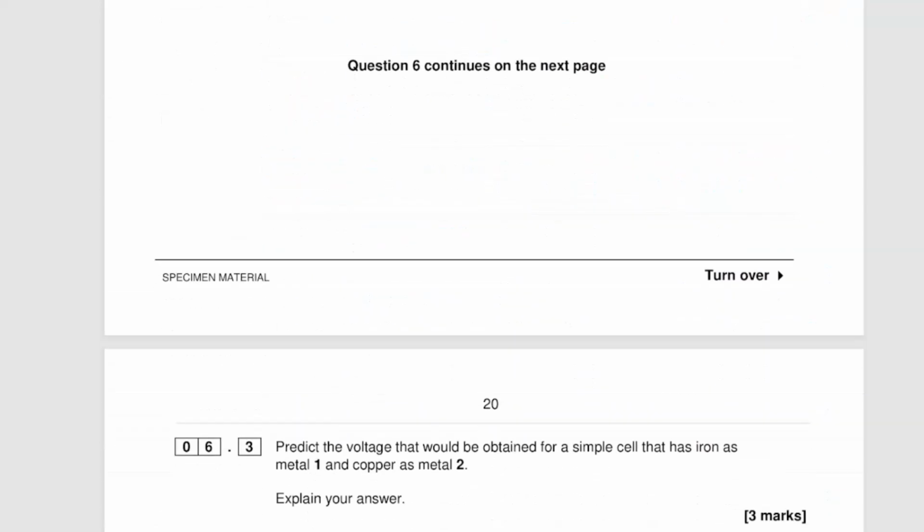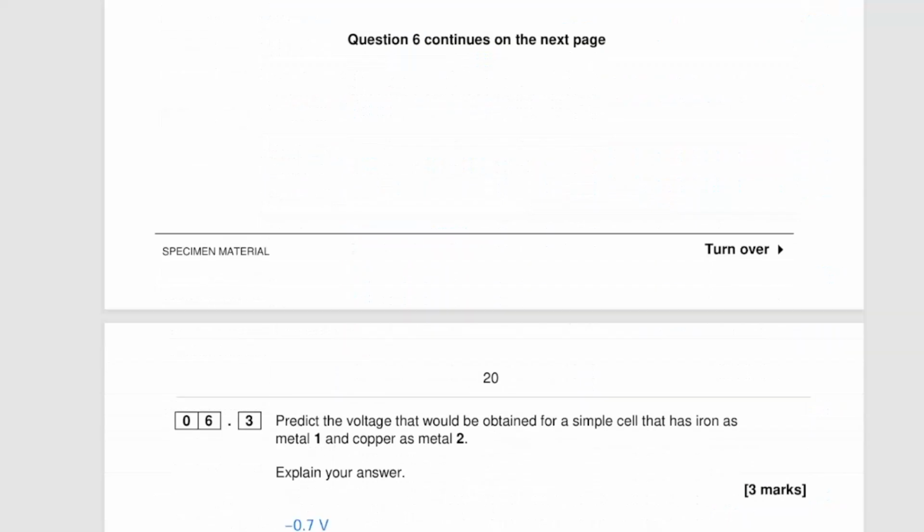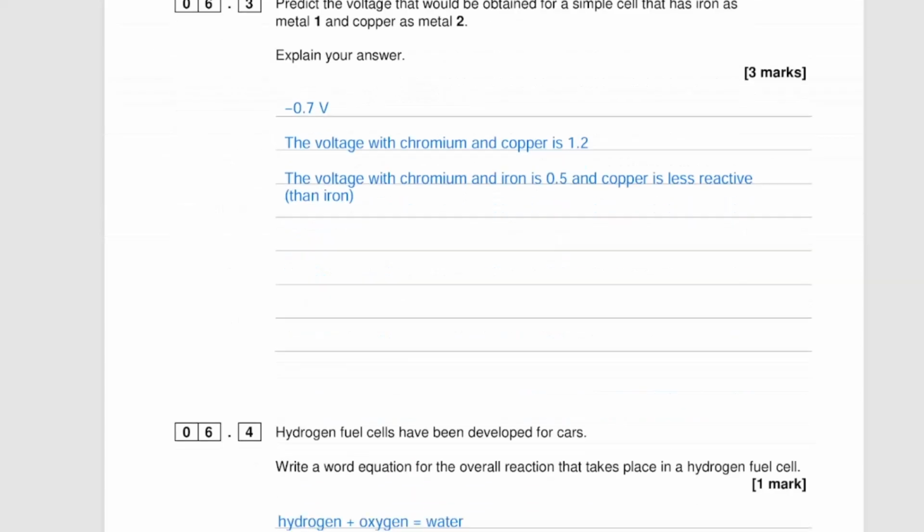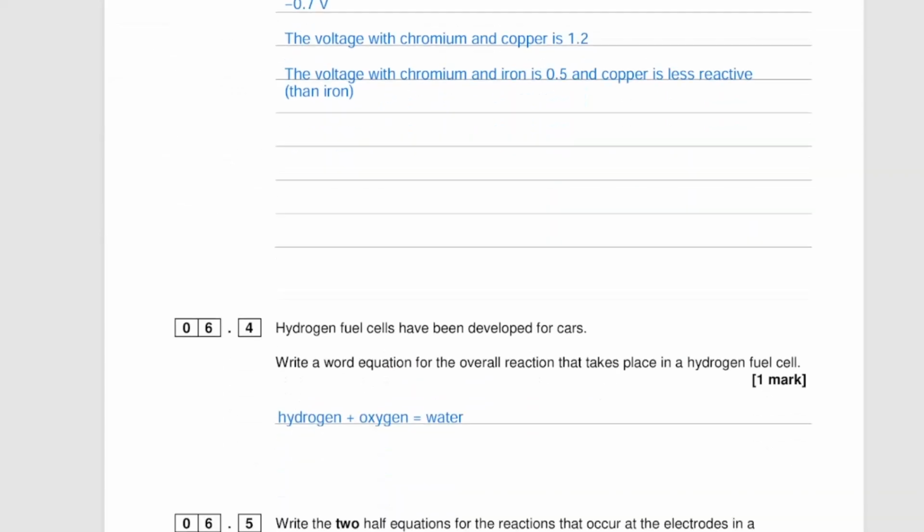And we're asked to predict the voltage for a simple cell that has iron as metal 1 and copper as metal 2. Now, the voltage with chromium and copper is 1.2, and the voltage with chromium and iron is 0.5. Which means there's a voltage difference between iron and copper of 0.7. And since copper is less reactive than iron, and it's being used as metal 2 instead of metal 1, it's minus 0.7.